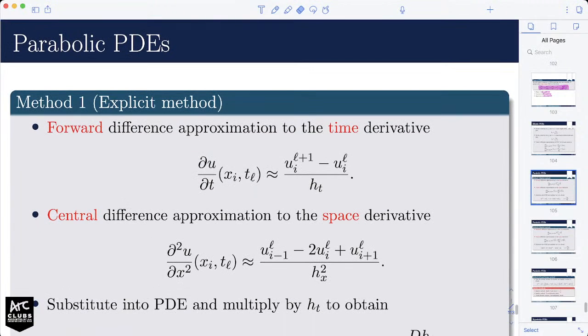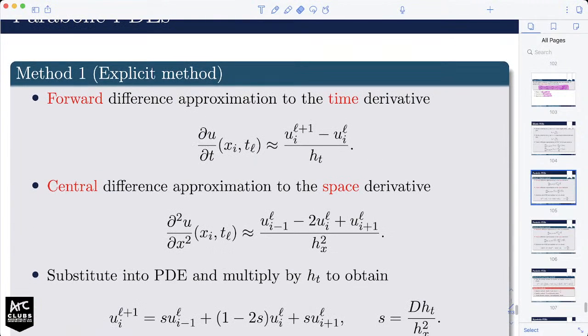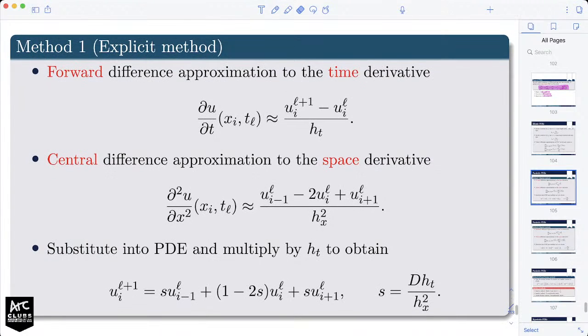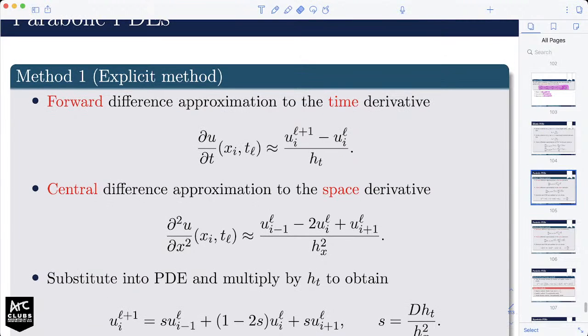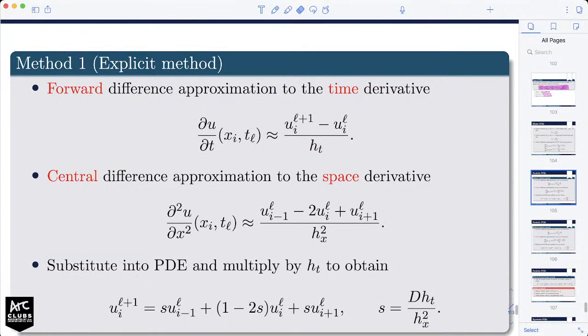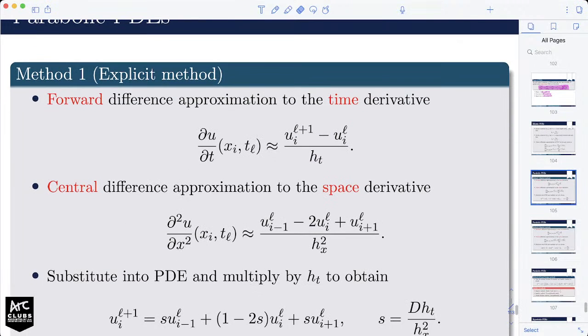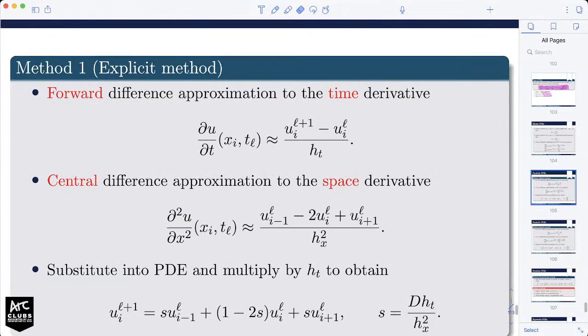Now with parabolic PDEs, we have two methods, well, kind of three methods. One is our explicit method, then our implicit method, and finally a combination of the two. Let's have a look at the explicit method first. We take the forward difference approximation to the time derivative. Since it's a time derivative, we're looking at that first.